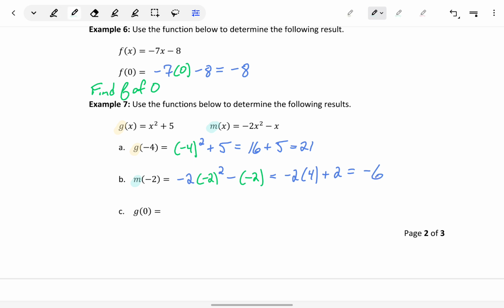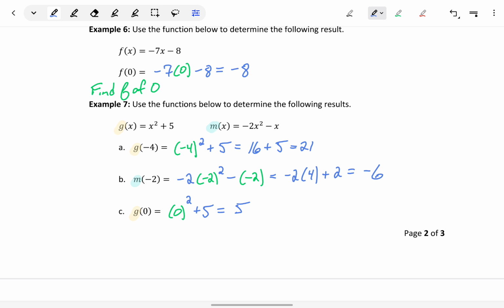And then in part C, we're back to calling on function g, that first function, and we want to evaluate g of 0. So now we know to look back at that first expression and substitute in 0 for x everywhere it occurs, which gives us 5.